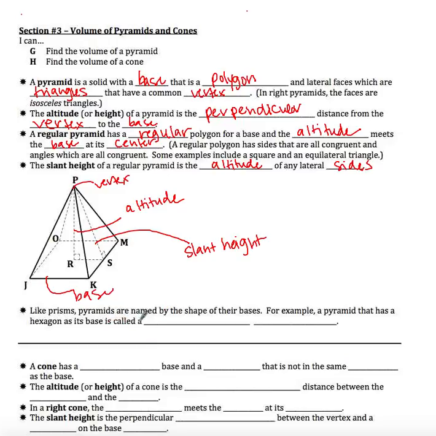Like prisms, pyramids are named by the shape of their bases. For example, a pyramid that has a hexagon as its base would be called a hexagonal pyramid.